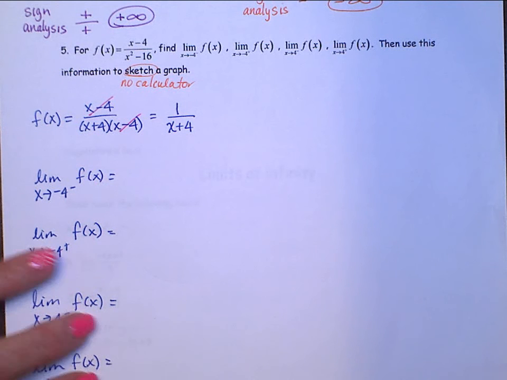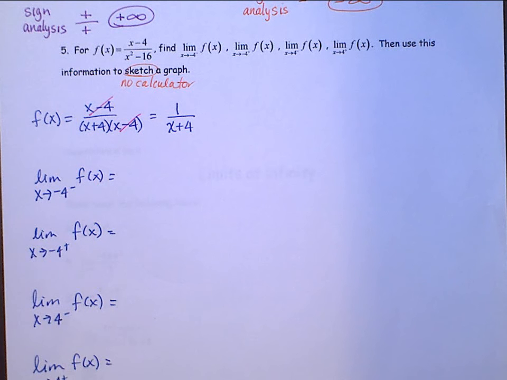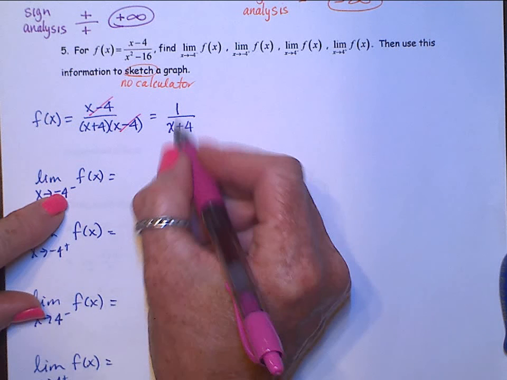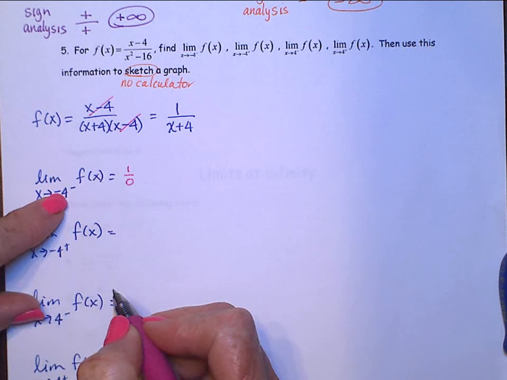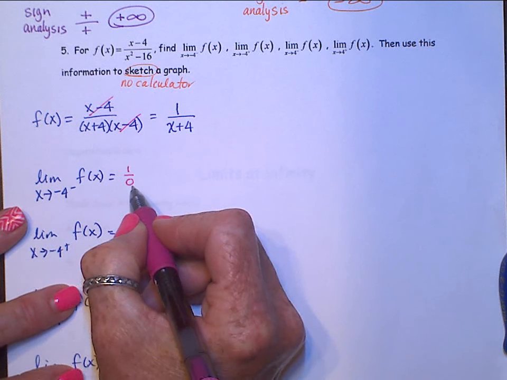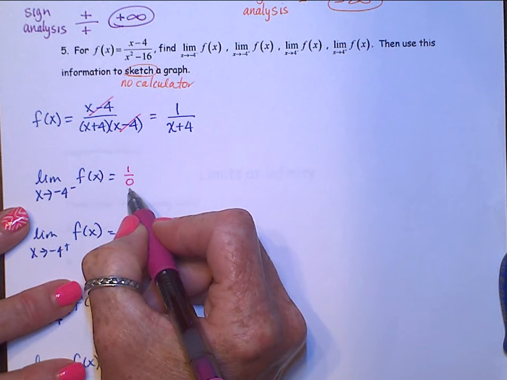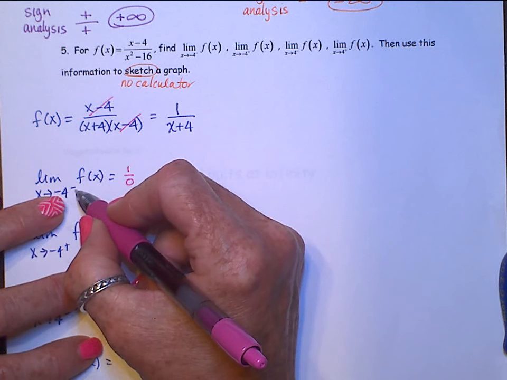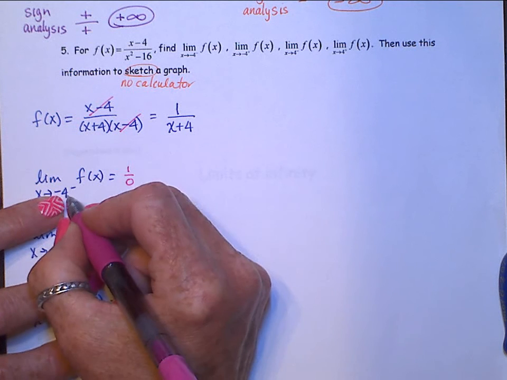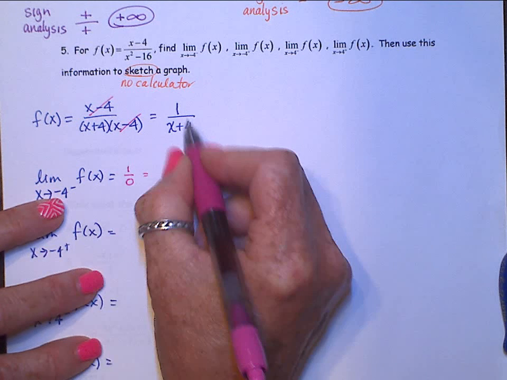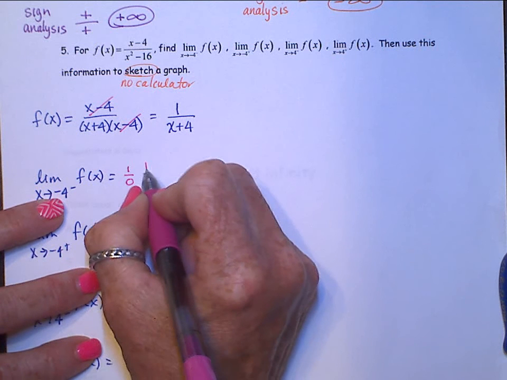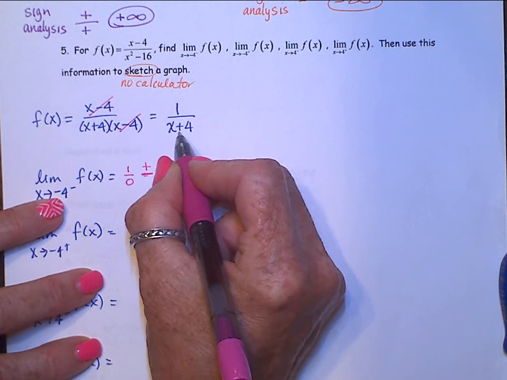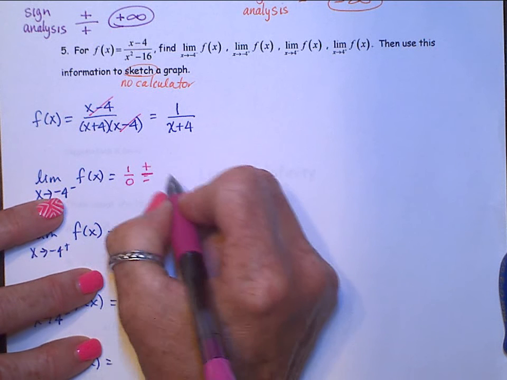All right, negative 4 from the left. When we substitute in to this simplified form, when we substitute in a negative 4, we end up with 1 over 0. There's that non-zero constant over 0, so we need to do a sign analysis to figure out if this is positive or negative infinity. When we plug in negative 4 from the left, that's a little bit more negative than negative 4, like negative 4.01. Up here, the numerator is positive. Denominator, negative 4.01 plus 4, that's negative. This is going toward negative infinity.